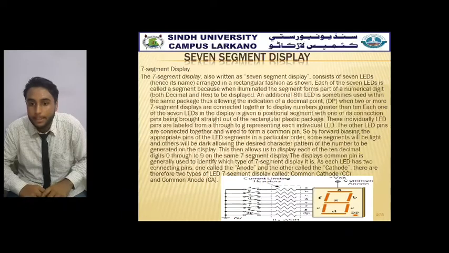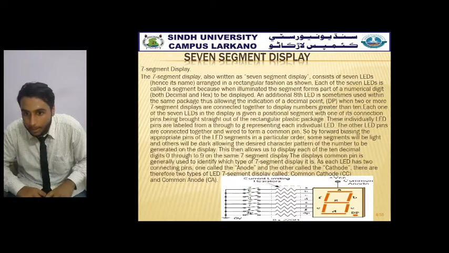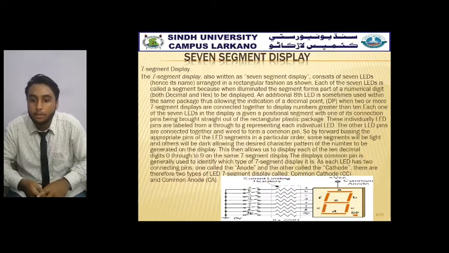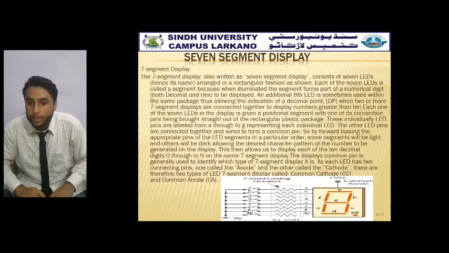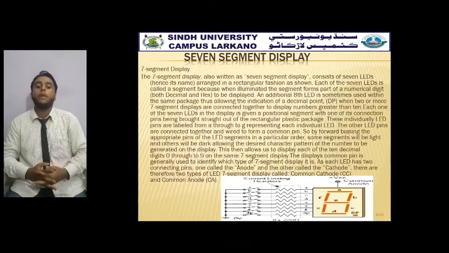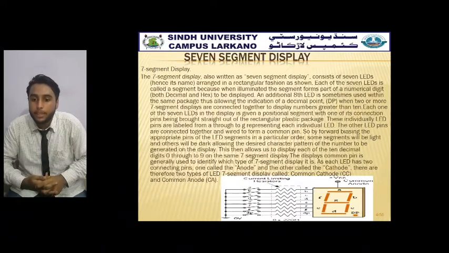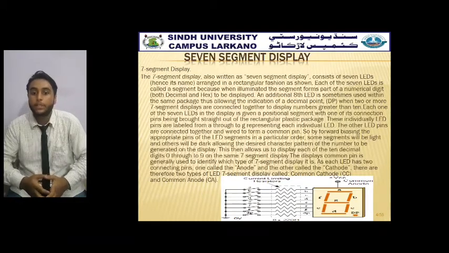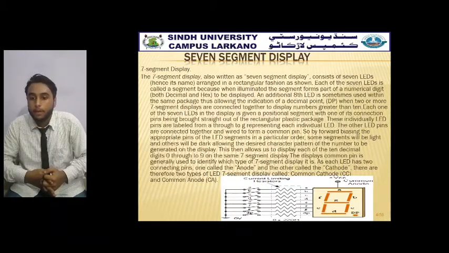An additional 8th LED is sometimes used within the same package, allowing the display of a decimal point, DP. When two or more 7 segment displays are connected together to display numbers greater than 10, each one has pins coming straight out of the plastic package. The individual LED pins are labeled A to G, representing each individual LED. The other LED pins are connected together to form a common pin.